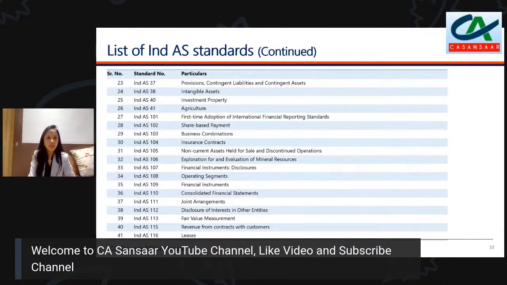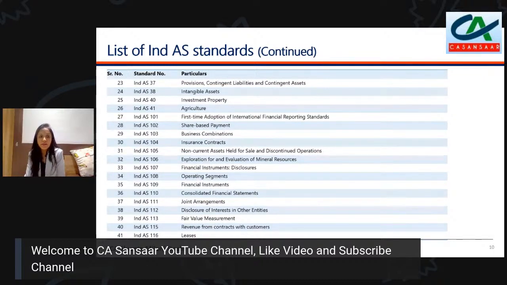Moving ahead to Ind AS 104. It is still in the process of being issued because they are evaluating the application to insurance companies, and that is why this standard is not yet notified by the MCA. This is a corresponding standard to IFRS 4. Moving ahead to the next standards, Ind AS 105 and Ind AS 106. These standards are also new under the Ind AS regime. You didn't have a corresponding standard under the AS.